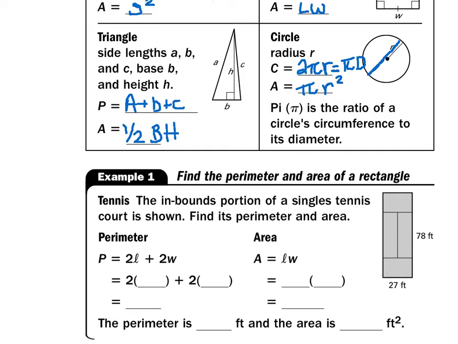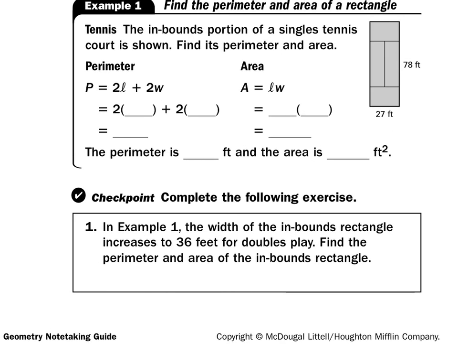Okay, example 1. Find the perimeter and area of the rectangle. Tennis. The inbounds portion of a singles tennis court is shown. Find its perimeter and area. So the perimeter is 2 times the length plus 2 times the width. So 2 times 78 plus 2 times 27. Multiply that out and then add it together. It should be 210. Now we always put a unit on it, so 210 feet.